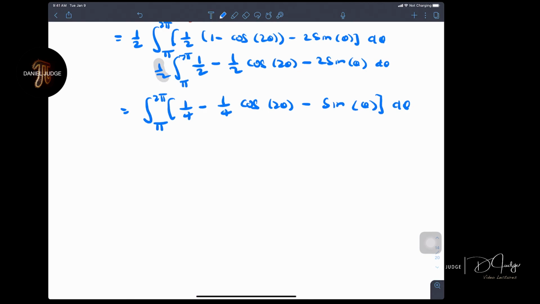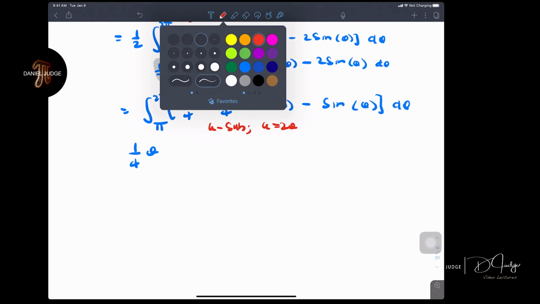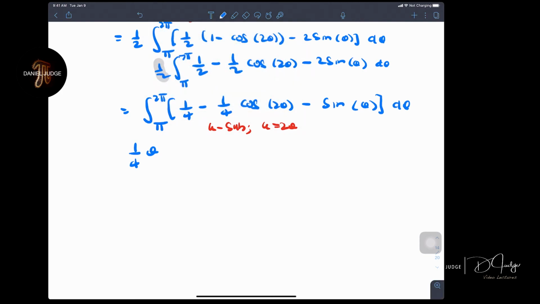Okay, so let's integrate this. 1/4 theta. Now here we're going to have to use u sub, so let's be careful here. And u is 2 theta. So the derivative of sine is cosine, so that'll be 1/4 times 1/2 sine 2 theta by u substitution. And the derivative of cosine is minus sine, so this will be plus cosine, from pi to 2 pi.